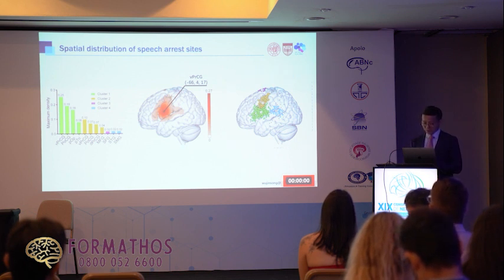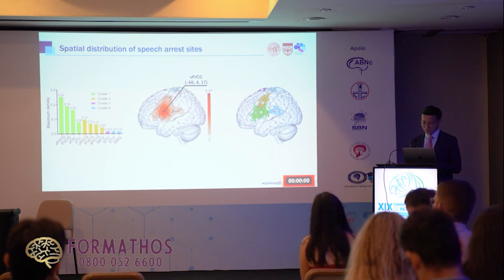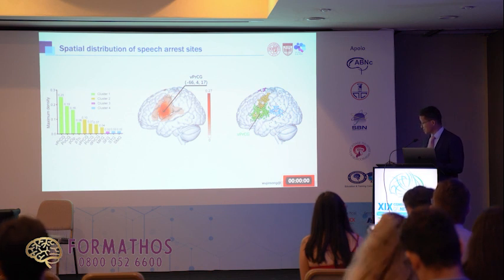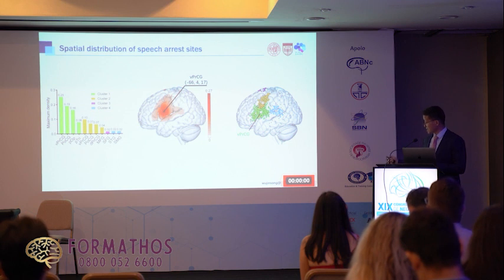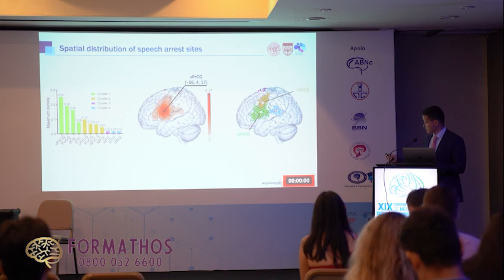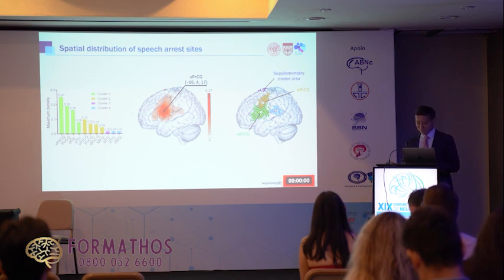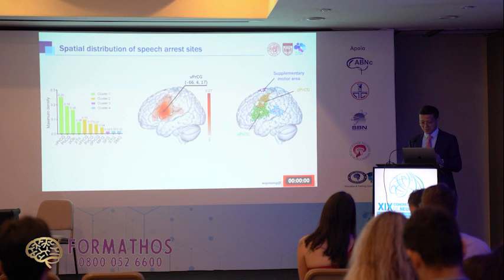And the cluster map shows the speech arrest sites can be divided into 4 parts. The first cluster is in the precentral gyrus, and also some area on the pars orbitalis, the second cluster in the posterior precentral gyrus, the third one in the supplementary motor area, and the fourth cluster in the posterior temporal gyrus. That means close to the Wernicke's area.